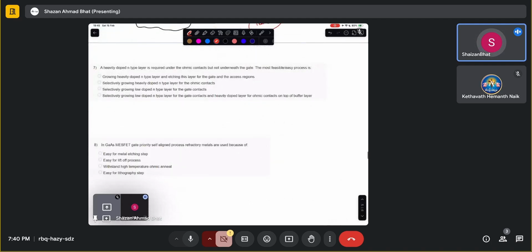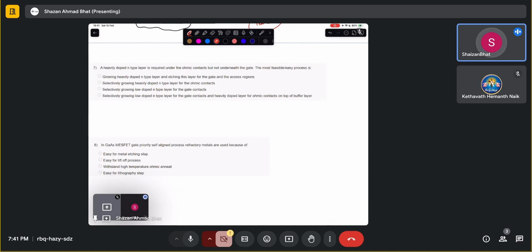Now certain questions about these fabrications are given. A heavily doped n-type layer is required under the ohmic contact, but not under the gate. The most feasible and easy process is growing a heavily doped n-type layer and etching this layer for the gate and SS region.